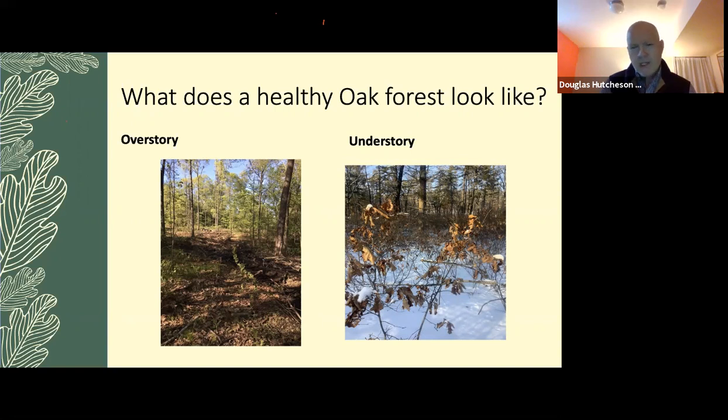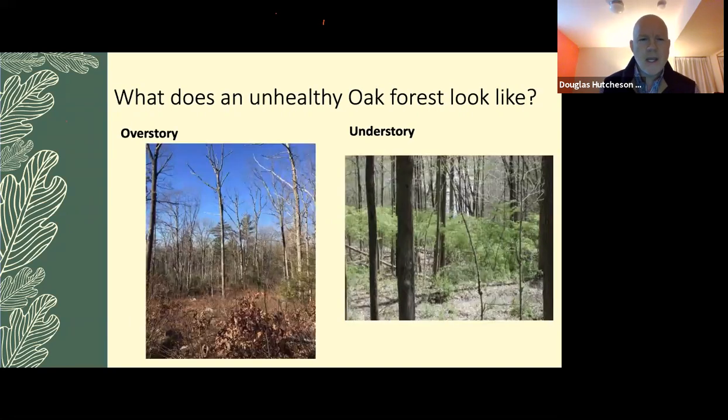So in general, though, a healthy understory is one where there's sufficient light, where native shrubs and trees, hopefully native, hopefully not invasive, trees can regenerate. Next slide, please. And sorry, by regenerate, I mean grow, repopulate, new seedlings and new saplings.